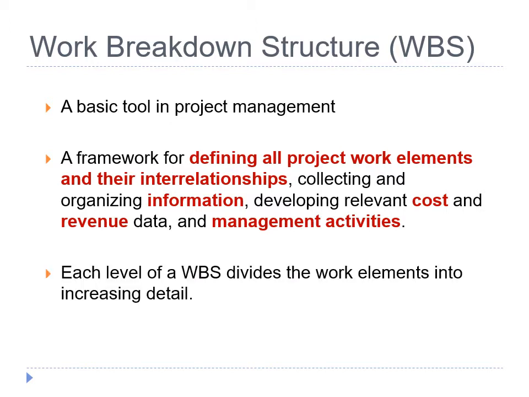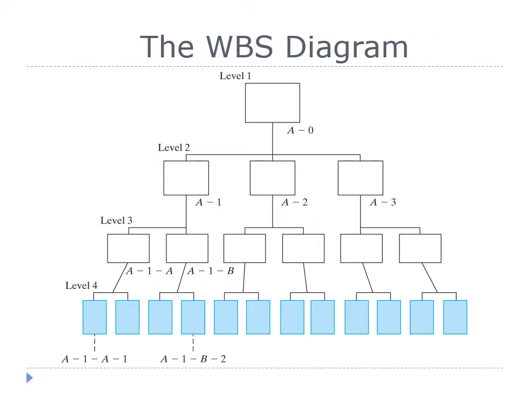Each level of a work breakdown structure divides the work elements into increasing details. This is a diagram of a typical four-level work breakdown structure. It is developed using a top-down approach in successive levels of detail. The project is divided into its major work elements at level 2. And these major work elements are then divided to develop level 3 and so on.